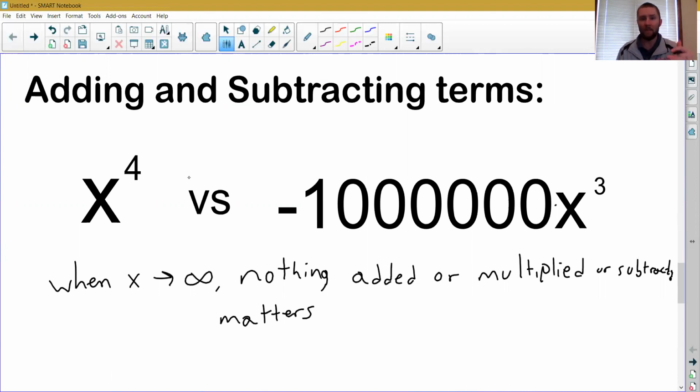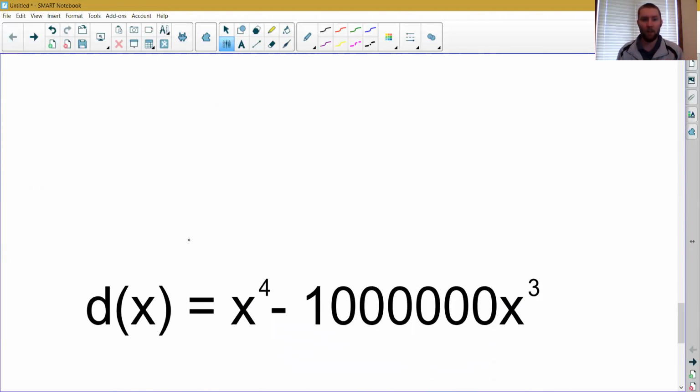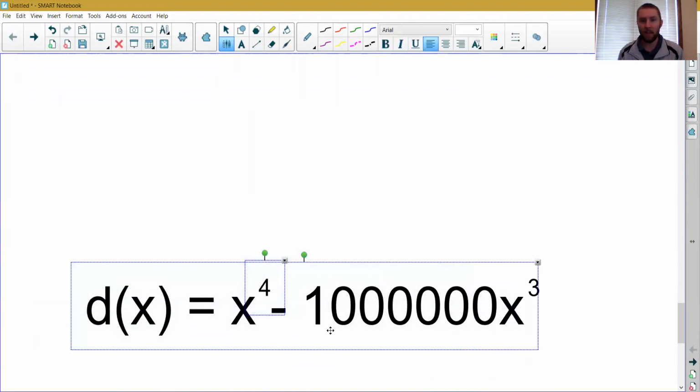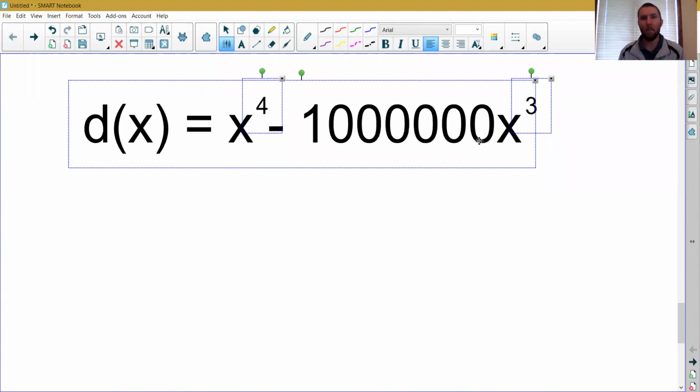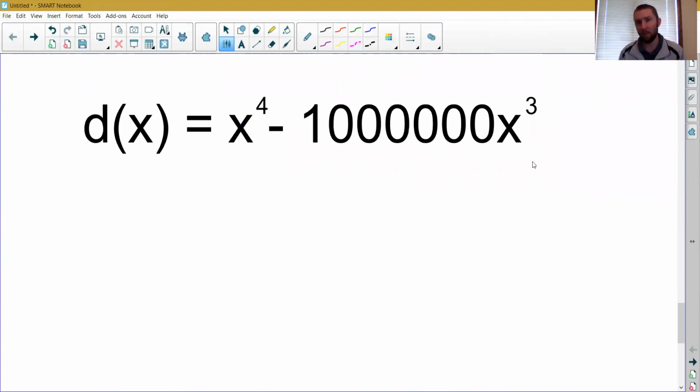So what that means is if we have a function that says d of x is equal to x to the fourth minus 1 million times x to the third, okay? So think about what's happening here. Minusing 1 million times x to the third. This term, 1 million x to the third, is pulling us down, right? This term is pulling us into the negative because it is being minus. It's a negative. So it's pulling us down. This term, x to the fourth, is positive, right?